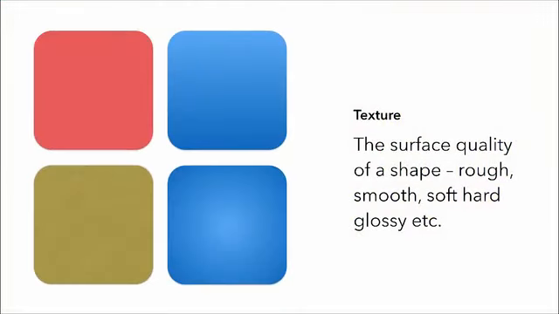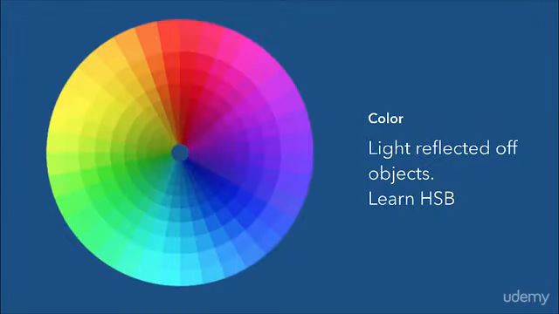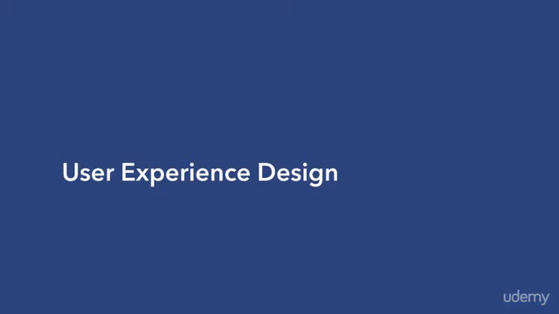Texture is the surface quality of a shape, so it can be rough, smooth, soft, hard, glossy, you name it. Color is light reflected off objects, so color has three main characteristics: the hue, or its name, like red, green, blue, yellow, etc. The value, how much light or how dark it is. And intensity, so you know how bright it is. So it's hue, saturation, and brightness.